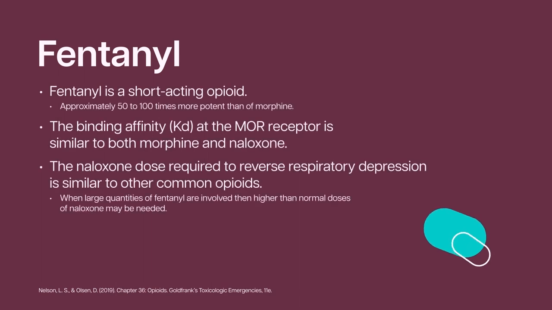Fentanyl. Fentanyl is a short-acting opioid. It has a high lipid solubility and rapidly crosses the blood-brain barrier. It is considered to be 50 to 100 times more potent than morphine. The binding affinity for the mu receptor is similar to both morphine and naloxone. The naloxone dose required to reverse a respiratory depression is similar to other common opioids. However, when large quantities of fentanyl are involved, then higher than normal doses of naloxone may be needed.